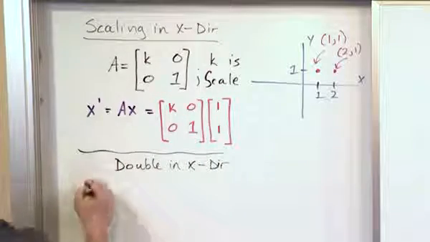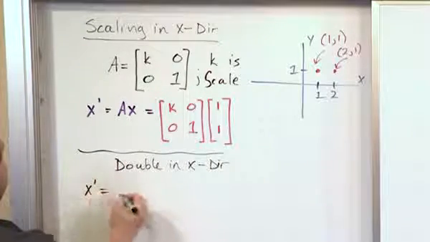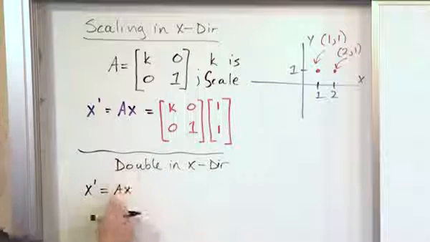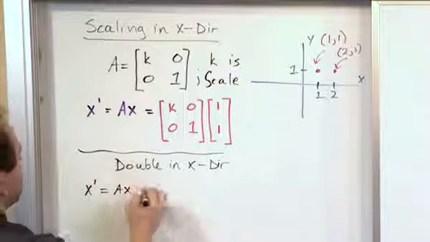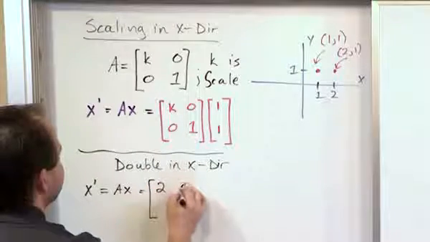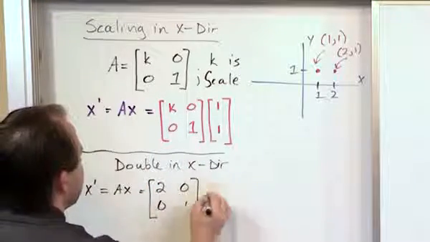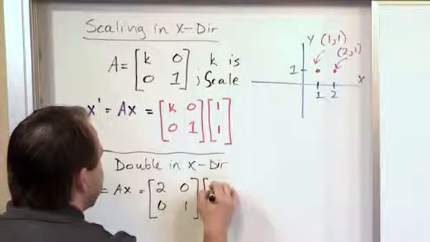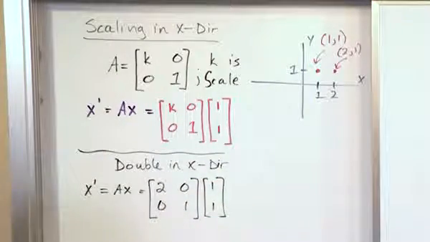So in order to do that, we say the new point is going to be the transformation matrix times the original point. Since we're doubling it, k is going to be 2, so we'll have 2, 0, 0, 1, and then one of the original points we have here is 1, 1.